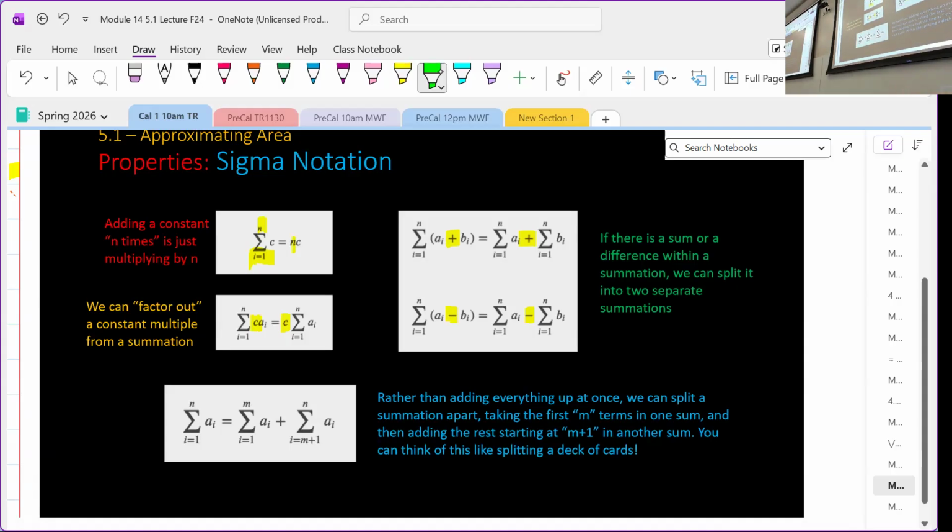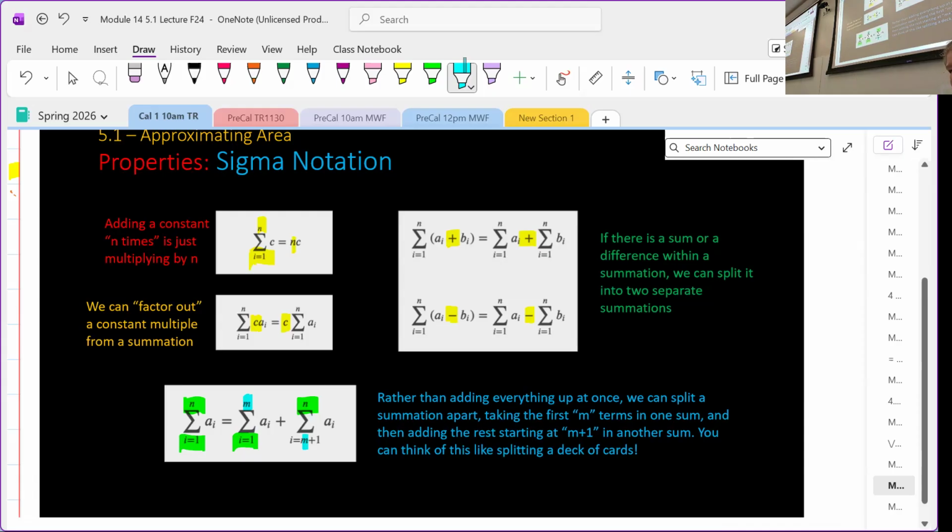Now, this last rule is a little bit weird. So we're starting a summation from 1 to n. I can split the summation from 1 to some other number m, and then from m plus 1 to the end number n. So basically, instead of doing the sum of the first 10 integers, I could write it as the sum from 1 to 5 plus the sum from 6 to 10. So I'm just taking the same list of indices and just splitting it between 2 summations.